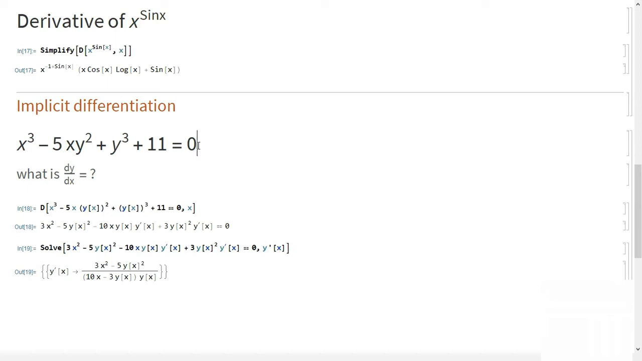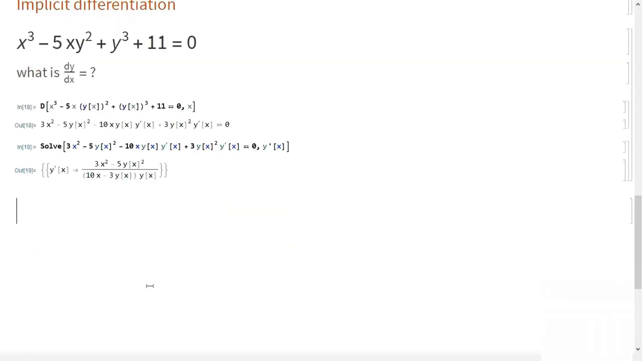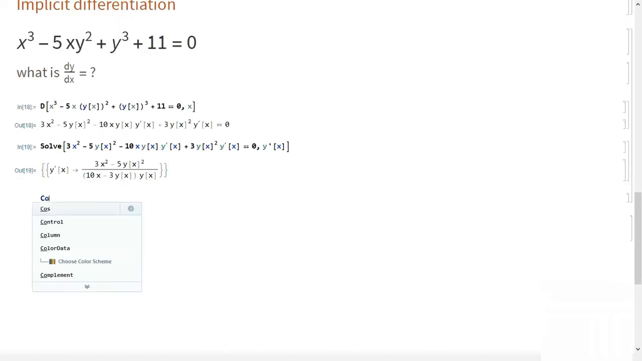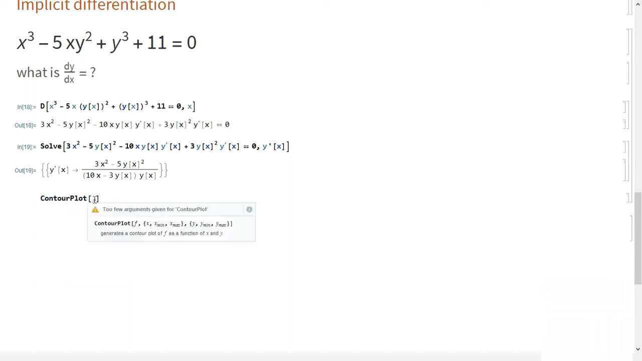So what we will do is use the contour plot, a new command. Let me just use contours. Type con, and as you can see, you will see an option called ContourPlot. So what does contour plot do? It takes a function and generates a contour plot of f as a function of x and y. Alright, so let's follow this instruction and see what happens.